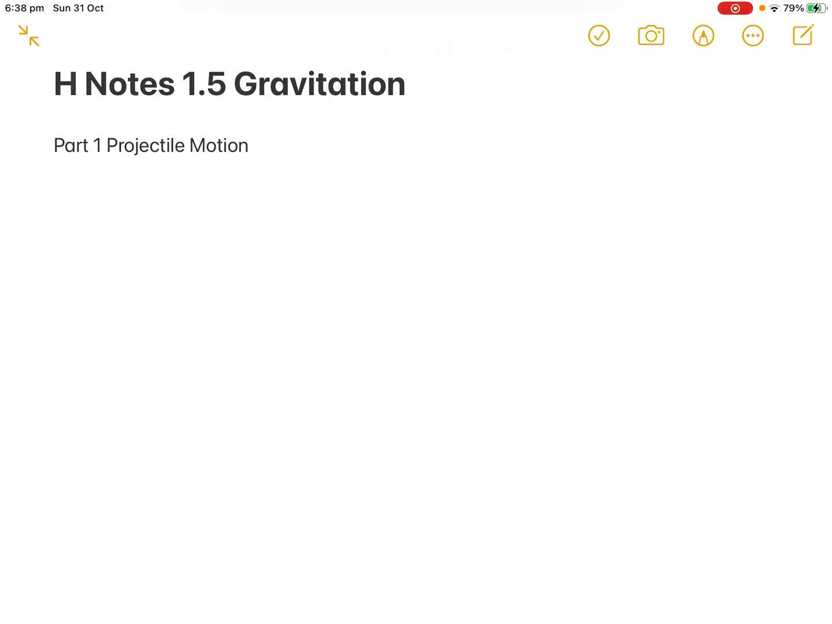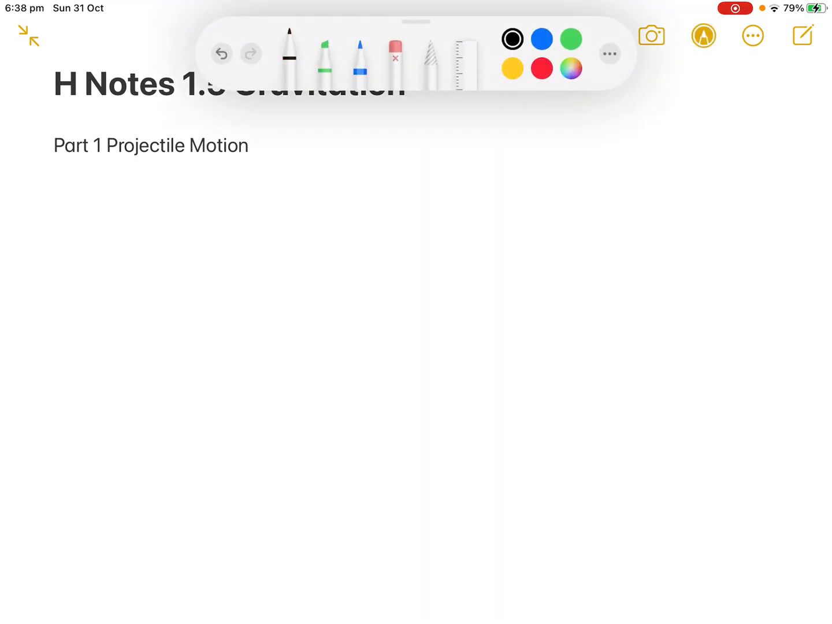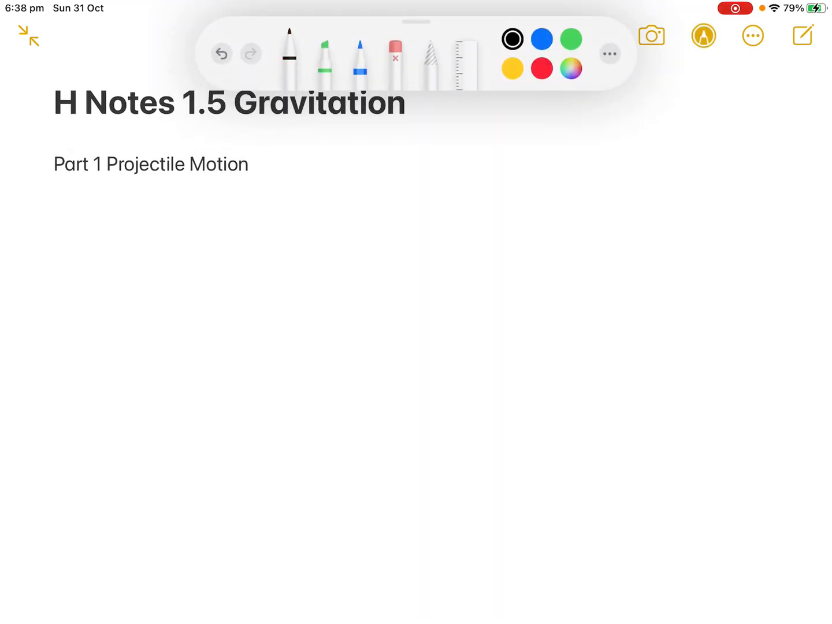Higher Notes, Unit 1, Section 5, Gravitation. And this is Part 1, Projectile Motion. Well, a recap, first of all, on what exactly projectiles are.